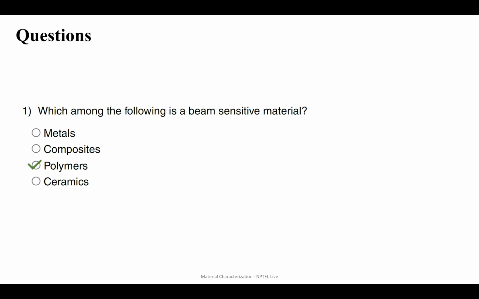So that is correct. The answer to this would be polymers. Polymers are sensitive to ion beam. They will get burnt out. Hence, we don't use ion beam milling for polymers.